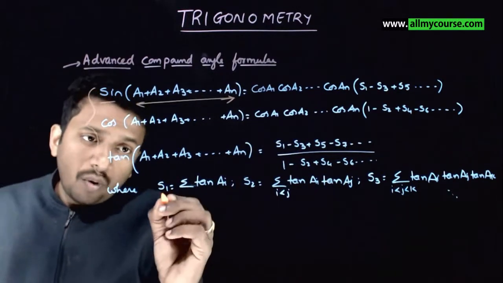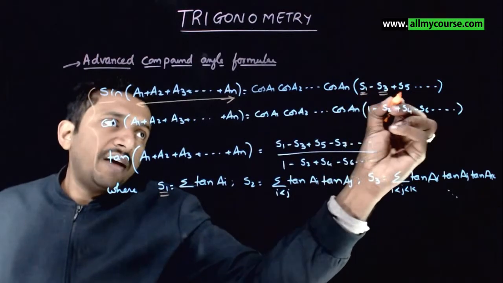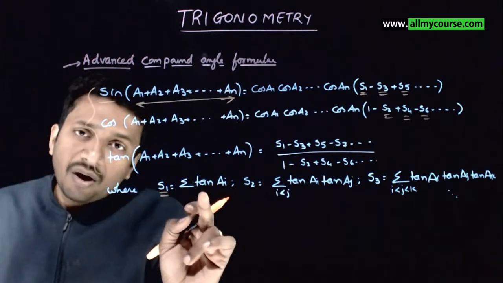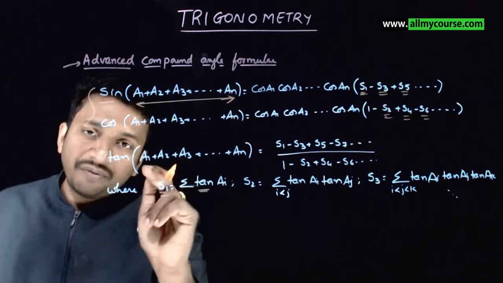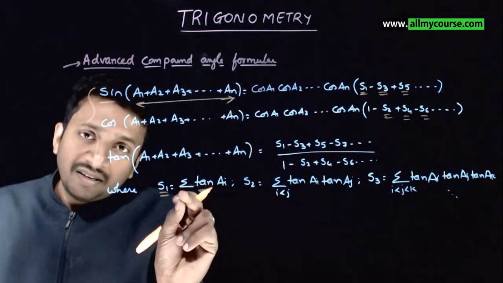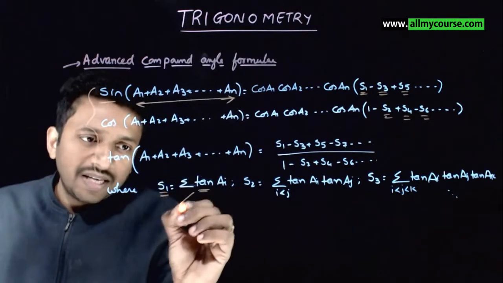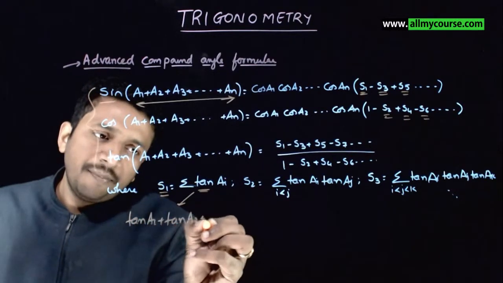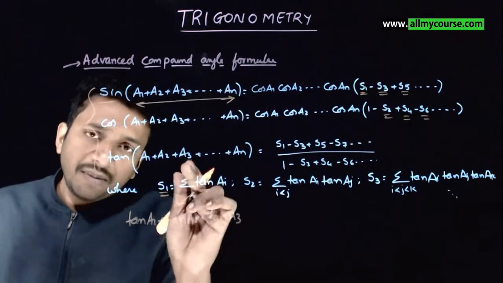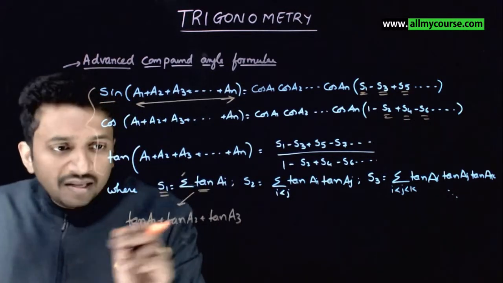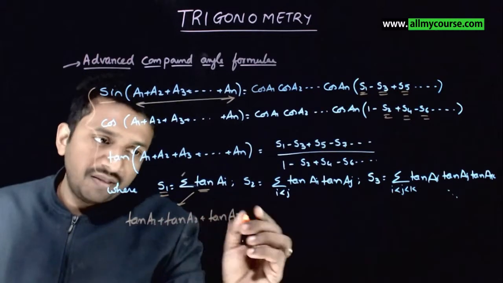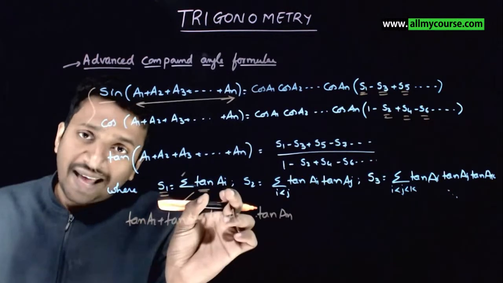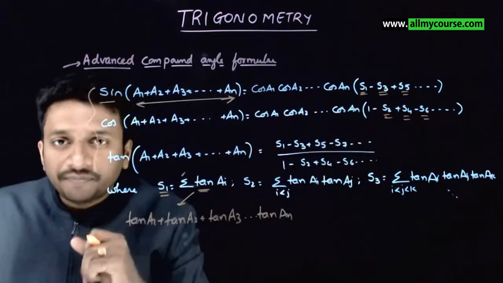And what are the terms that we have used here, S1, S2, S3, S4 and so on? S1 is the sum of all the tans of individual angles, that is sigma tan of Ai, which is nothing but tan of A1 plus tan of A2 plus tan of A3. So this sigma represents continuous summation. So tan of A1 plus tan of A2 plus tan of A3 so on up to tan of AN is nothing but sigma tan Ai. So this is nothing but S1.